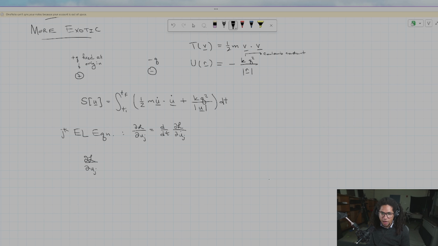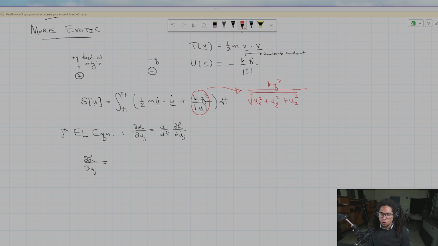dL/du_j, well, here we're going to need to re-express this term in components. So the kq squared doesn't change, but in the denominator, we're going to have the square root of u_x squared plus u_y squared plus u_z squared.